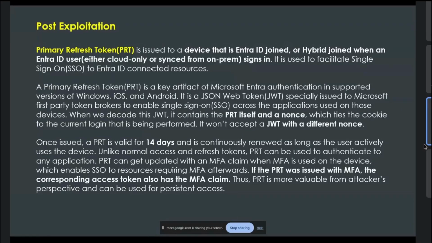And once we are able to obtain this PRT, obtaining this PRT is a little bit difficult. But if at all we are able to obtain this PRT, then we can maintain persistent access to an environment as that particular user. We will have persistent access. Even if we lose our C2 beacon or a reversal, once we have the PRT, we can authenticate to Azure Entra ID as that user whenever we want, because it is valid for 14 days and we can refresh it whenever we want.